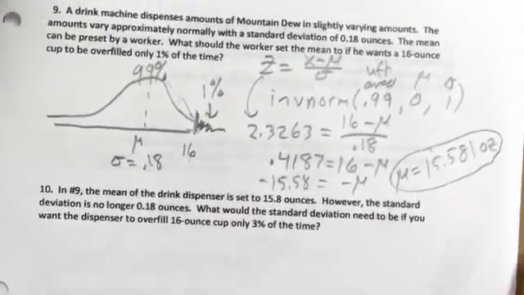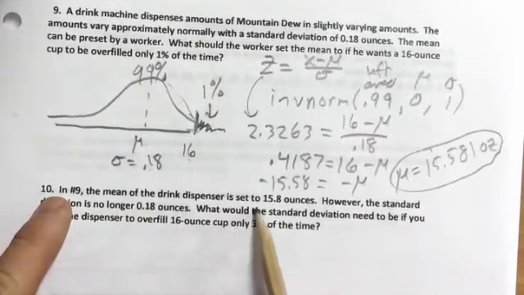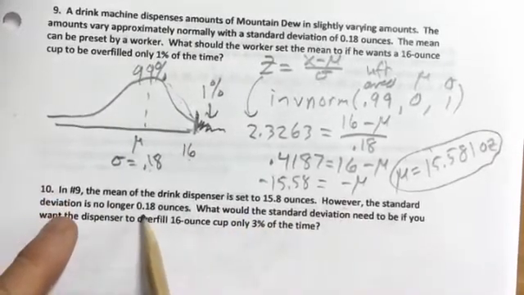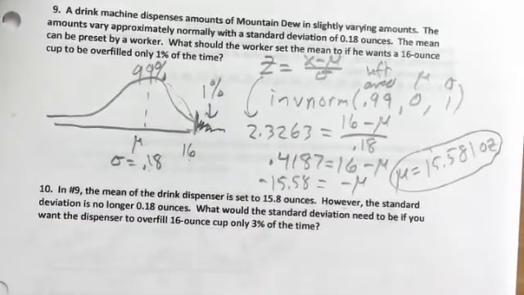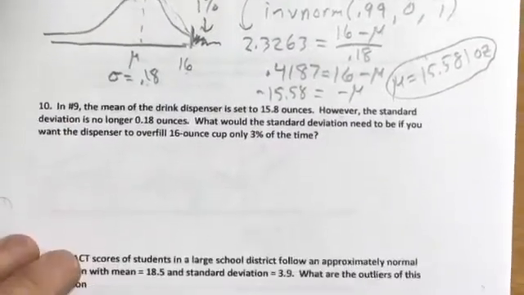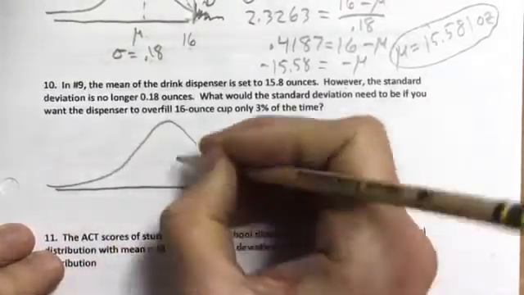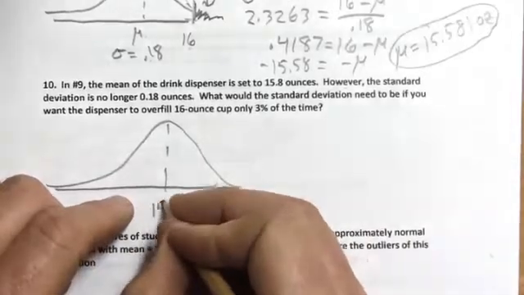All right, so then we have a similar sort of thing. In number 9, the mean is set at 15.8. However, the standard deviation is no longer 0.18. What would the standard deviation need to be if you want the dispenser to overfill only 3% of the time? So now it's a similar sort of thing. We know that the mean is set at 15.8.